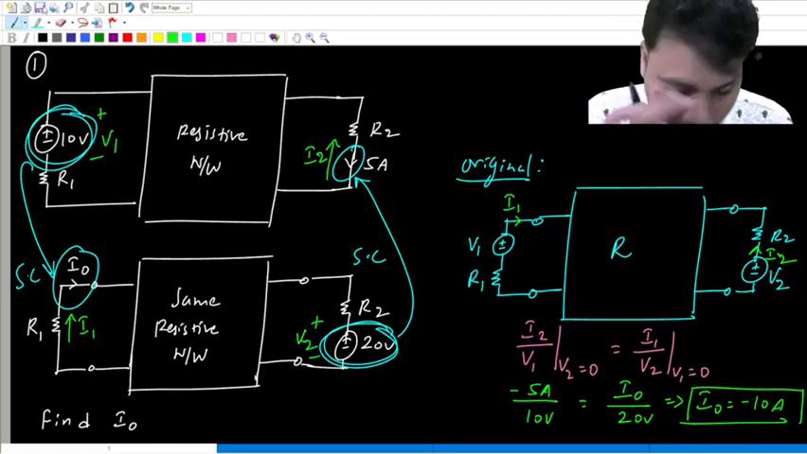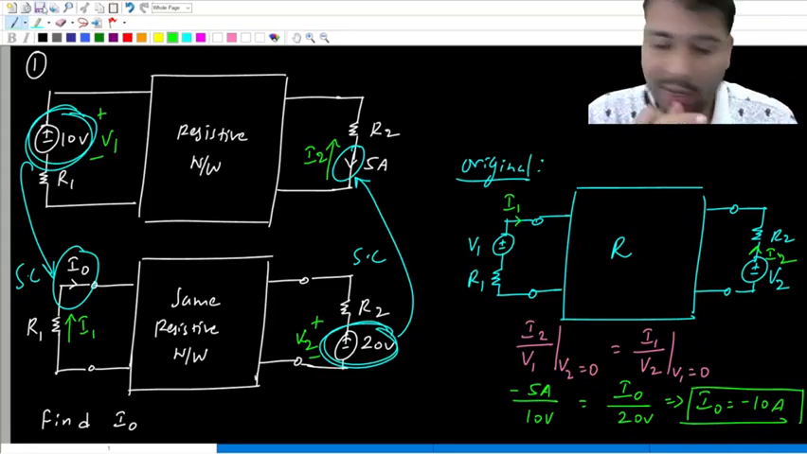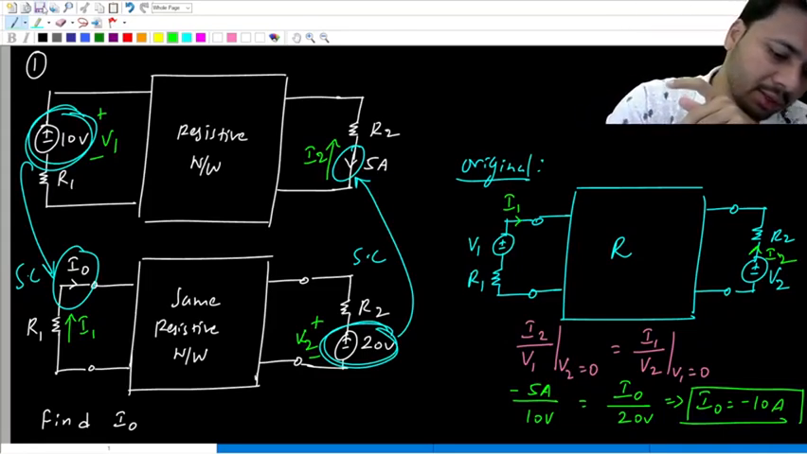So this is how you apply reciprocity theorem. Okay. So always be careful about the polarity of the voltage drop and also the direction of the current. That is where everybody will make a mistake. Okay.